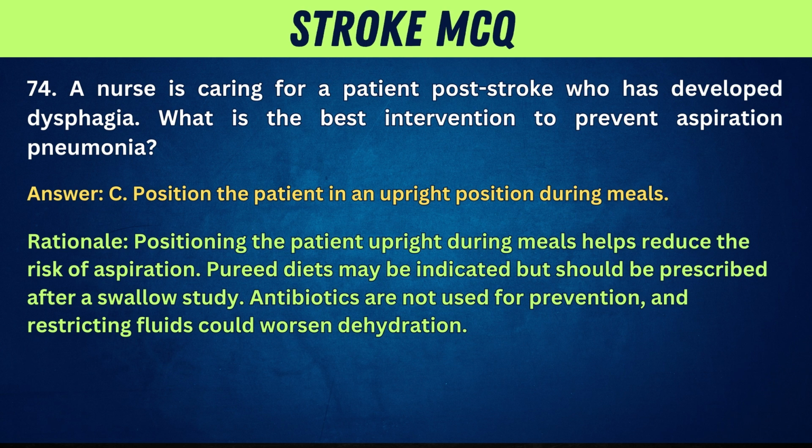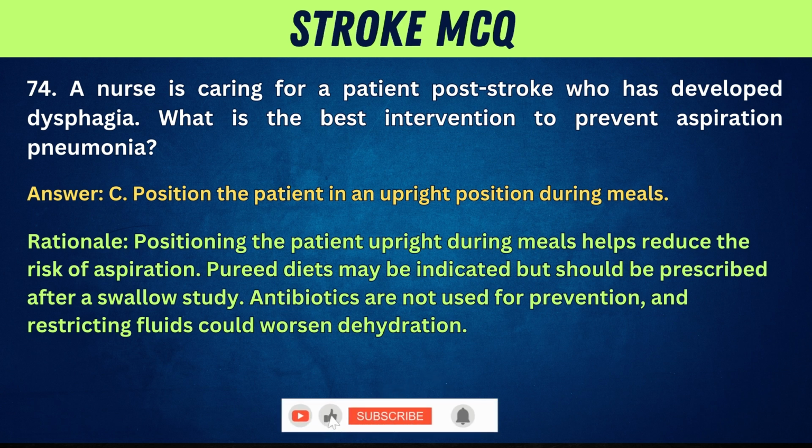Answer. C. Position the patient in an upright position during meals. Rationale. Positioning the patient upright during meals helps reduce the risk of aspiration. Pureed diets may be indicated but should be prescribed after a swallow study. Antibiotics are not used for prevention, and restricting fluids could worsen dehydration.